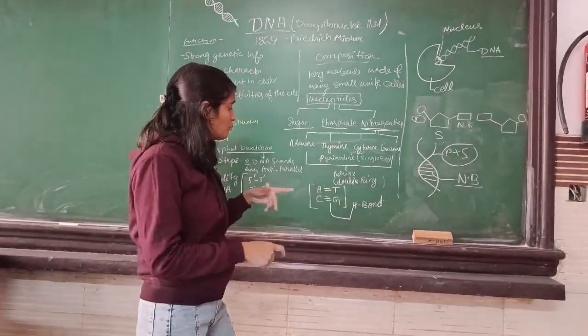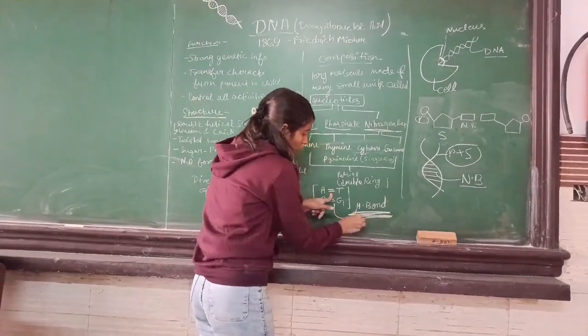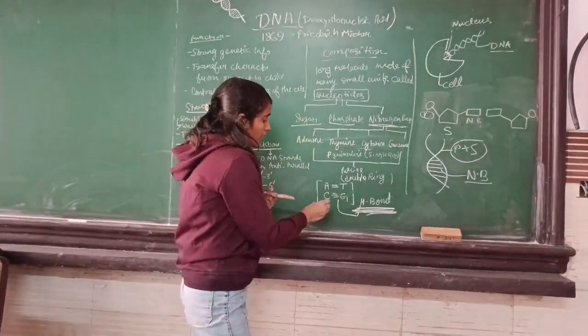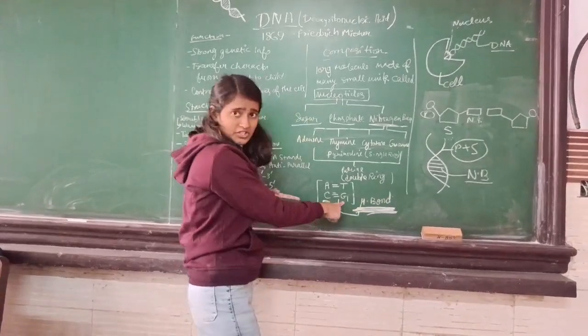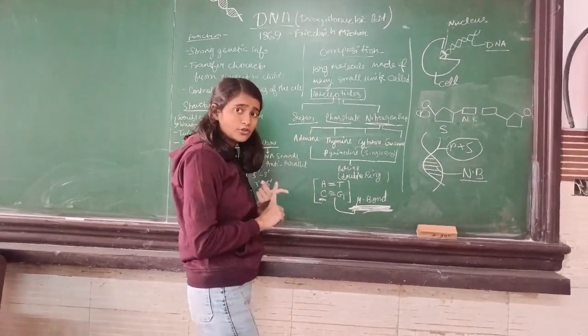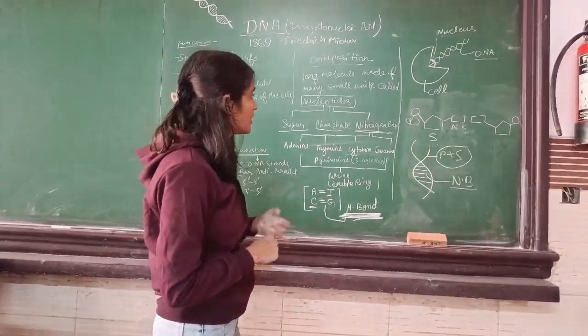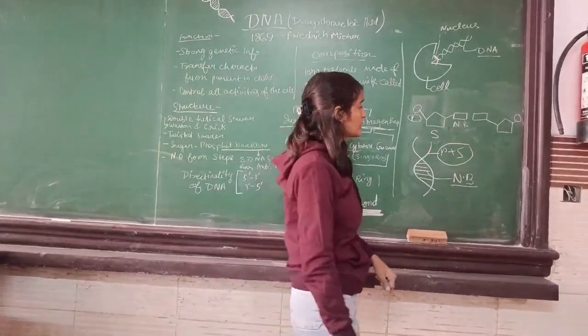Now let's talk about bonding between these adenine, thymine, cytosine and guanine. A always bonds with T with a hydrogen bond, which is a double hydrogen bond. C always has a triple hydrogen bond with G. Let's discuss these bonds in this structure.